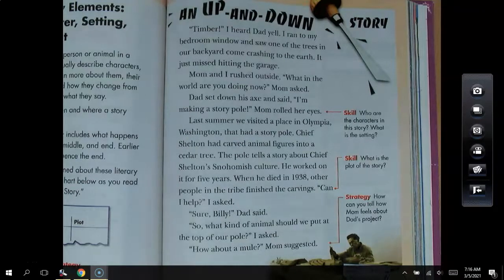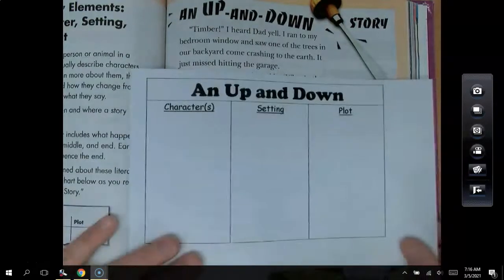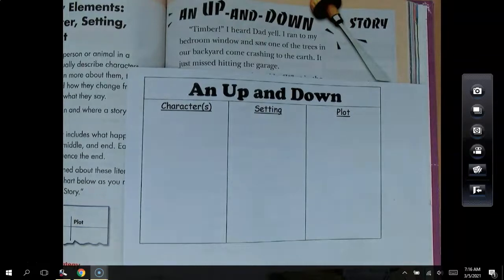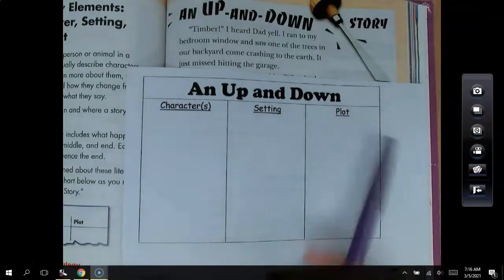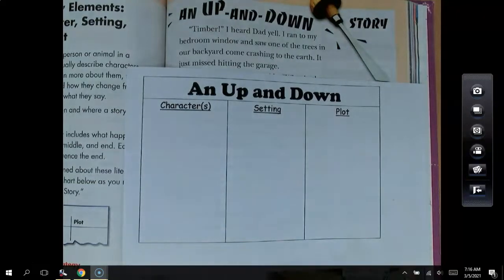Okay, so what we're going to do is we are going to fill out this chart. So if you're at home and you do not have this chart, you can just go ahead and draw something very similar where you label it characters, setting, and plot. That way you can help fill this in with us at home.